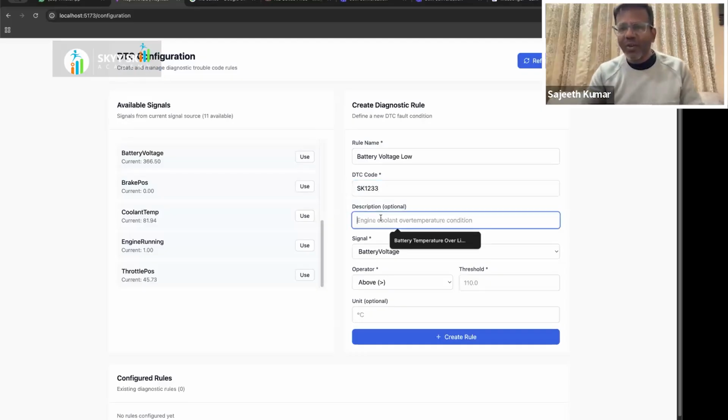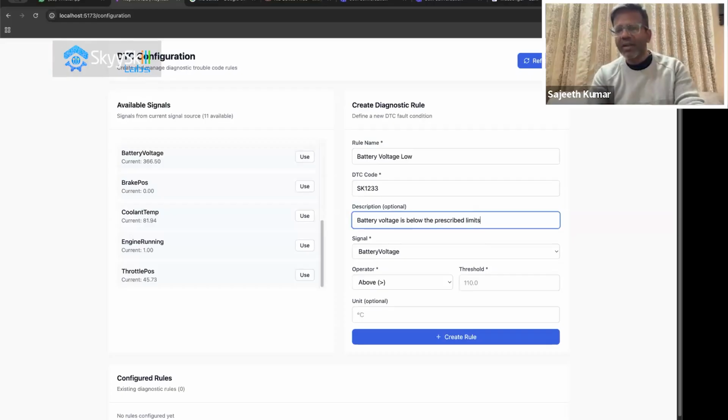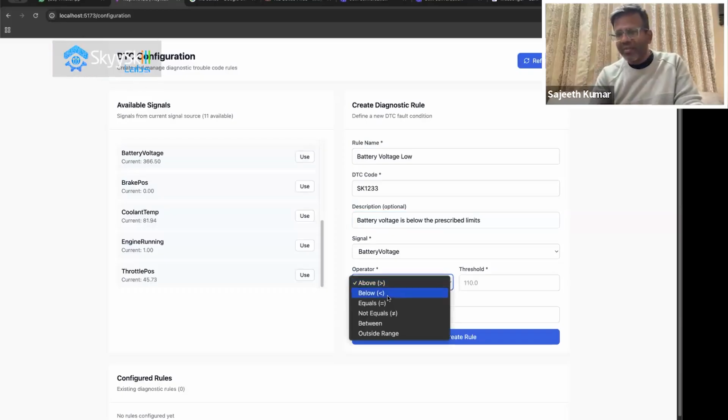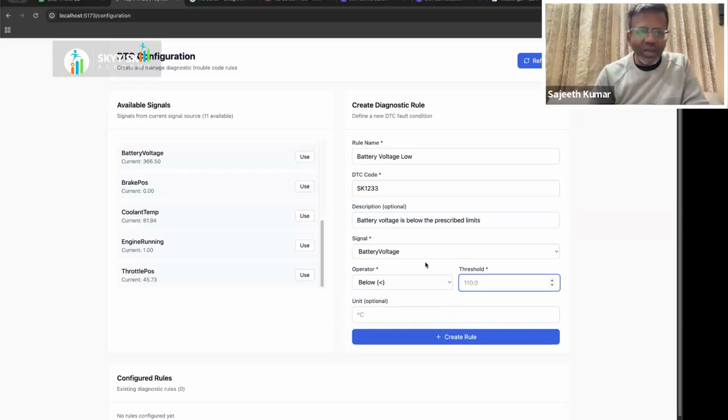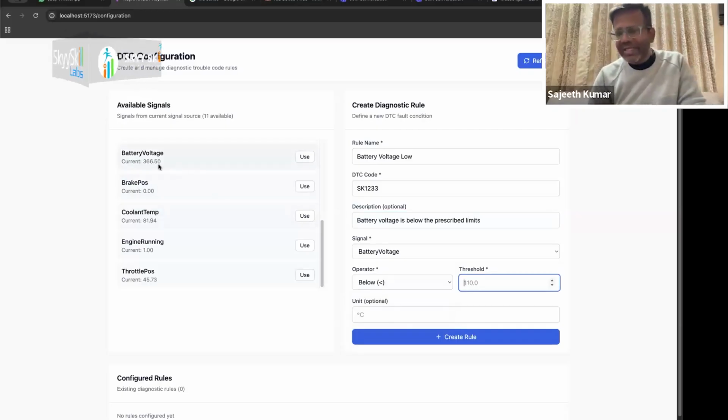And then you say, okay, what is happening? It says battery voltage is below the prescribed limits. And when should this be triggered? Not above, it's going to be less than. What voltage can you do? Right now, the battery voltage is 366. So let's assume that if it falls below 350 volts, then this particular error has to be triggered.